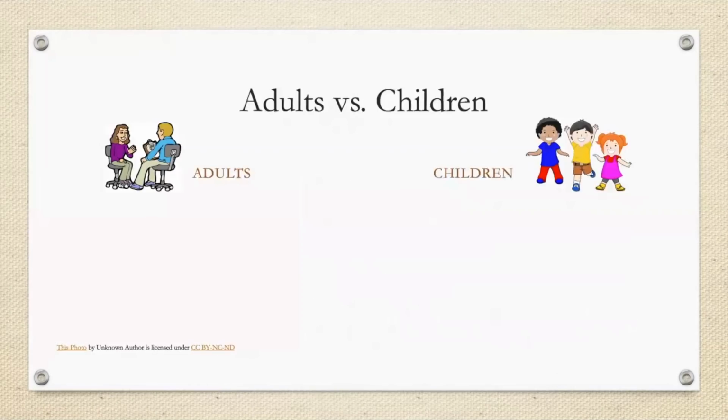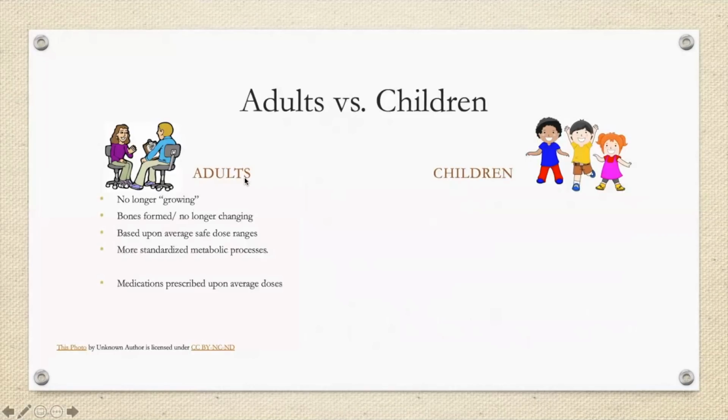Before we can begin talking about pediatric dosing, we need to understand the differences between adults and children. Adults are no longer growing. Their bones are formed. They're no longer having as many changes as children do. The dosages are based upon the average safe dose ranges because they have a more standardized metabolic process among your average adult. They are prescribed on the average doses of an individual who is 12 and a half years or older.